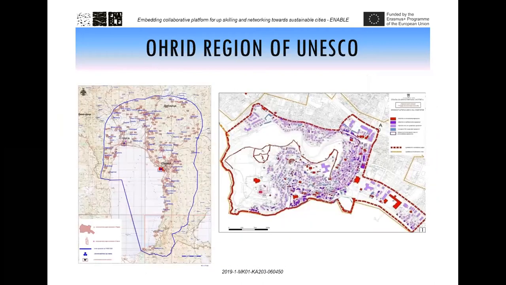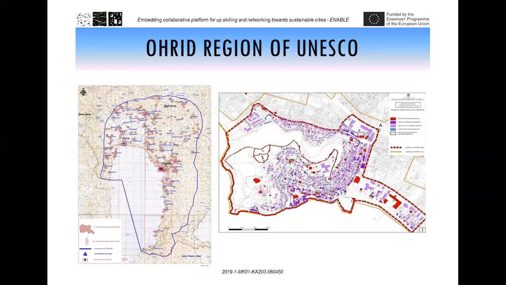Here are actually the boundaries of the Ohrid region of UNESCO. And you can see in the first picture that the boundary is actually very large. It comprises three regions of Ohrid, Struga, and Debarca. There are three cities here as well, the lake, and it is placed in the south part of Macedonia. And on the other picture, you can see the city of Ohrid with its houses or buildings, the architecture.